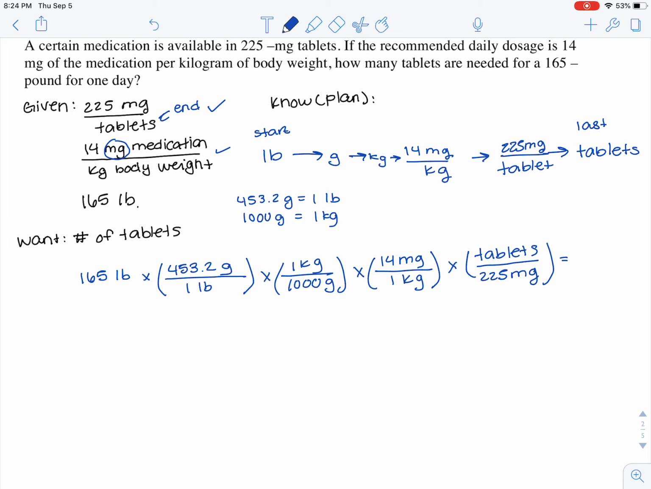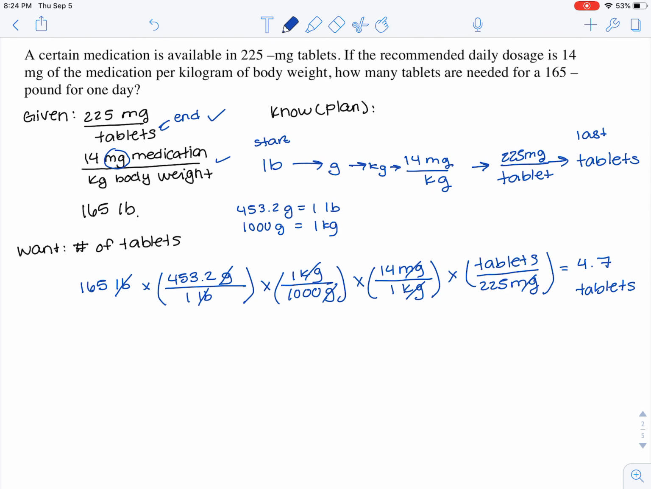Before even wasting any time plugging into the calculator, just double check your work. So you see, all right, pounds are going to cancel out. Grams will cancel. Kilograms will cancel. Milligrams will cancel. You are left with tablets. And you plug it all in, and you will find that it's 4.7 tablets. Now you always want to show your work, write your units, and then check for significant figures. So you go back to your problem and label.